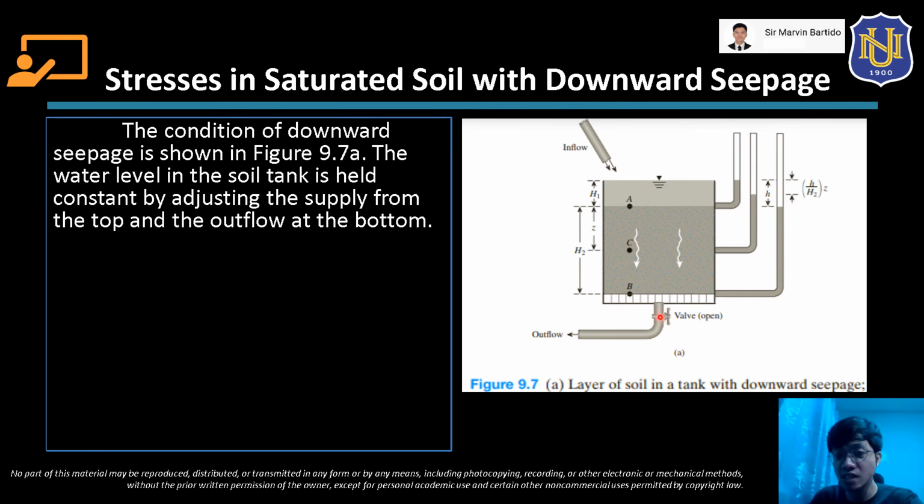Okay, instead na dito sa baba, no? So, dito class manggagaling yung seepage sa taas. Okay, so the water level in the soil tank is held constant by adjusting the supply from the top and the outflow at the bottom.